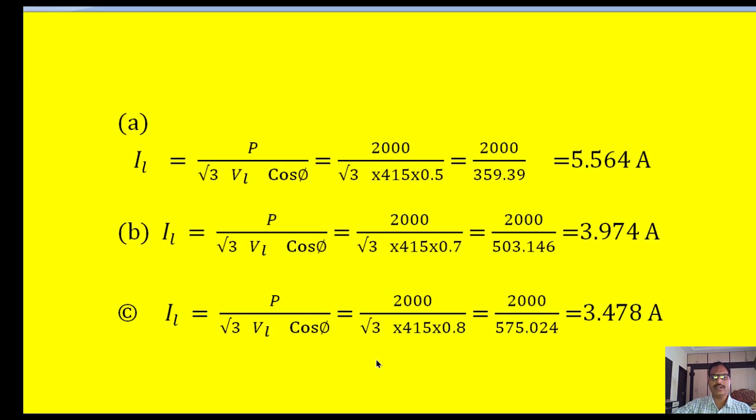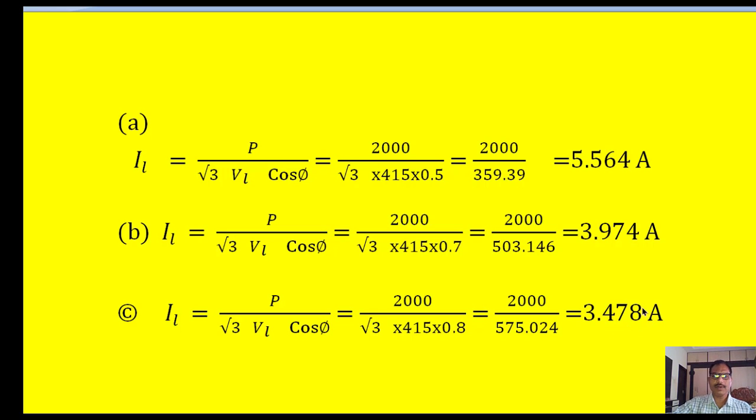So let us take another condition. When the power factor is 0.8, what is the line current? That is IL is given by P divided by root 3 VL cos phi. So here the load power is fixed, that is 2000 watts divided by root 3, line voltage is 415 volts, into power factor 0.8. So after simplification we get 2000 divided by 577.024. If we simplify further, then we get 3.47 amperes.